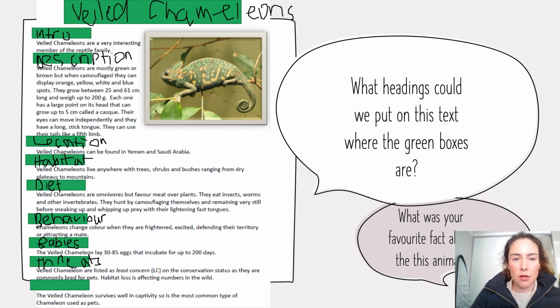And I think my writing got better as the page went on. Let's have a think now. What was your favorite fact about this animal? I'm going to say my favorite fact is that it's a pet. I sort of don't think I know anyone that has ever had a chameleon as a pet, but maybe it's more common in countries overseas where the chameleon is more available.